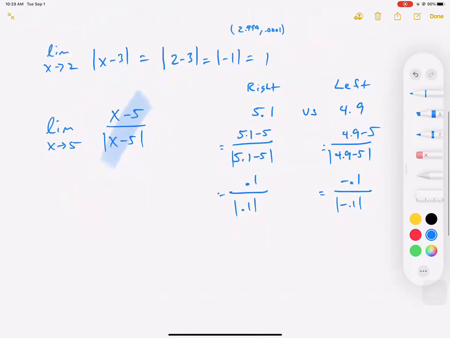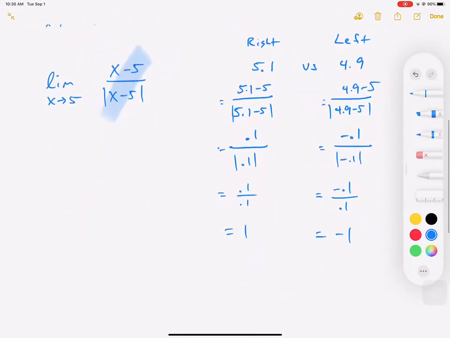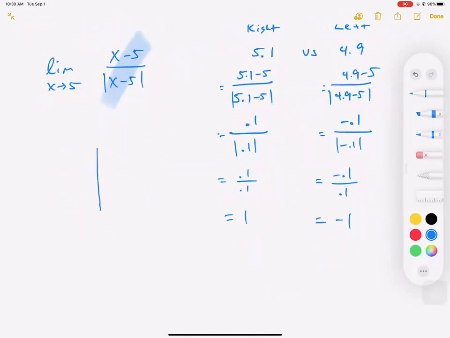Let's continue. The absolute value of 0.1 is just a regular 0.1 over 0.1. But on the right side, the absolute value got rid of the negative from the bottom, but not from the top. So it gives us totally different answers now. The left side is saying -1. The right side is saying +1. Can you tell me that they agree? Nope. It turns out the graph looks like this.